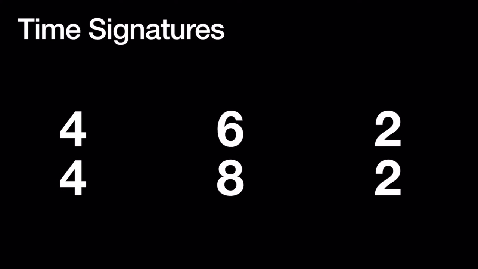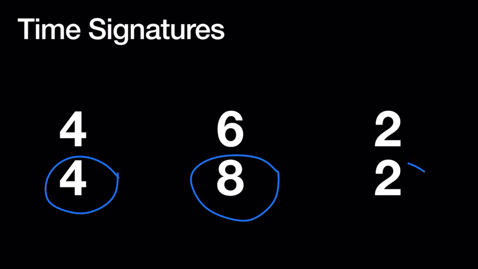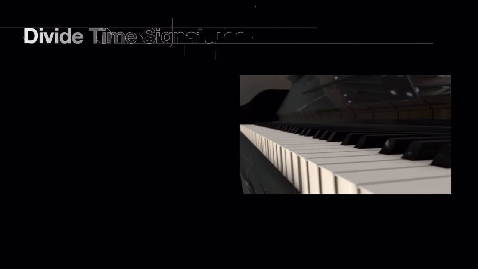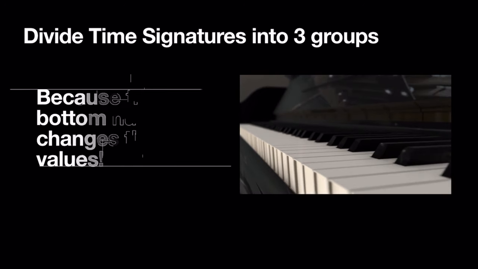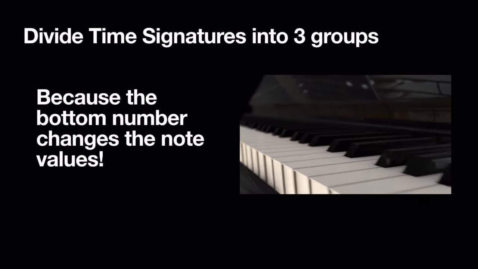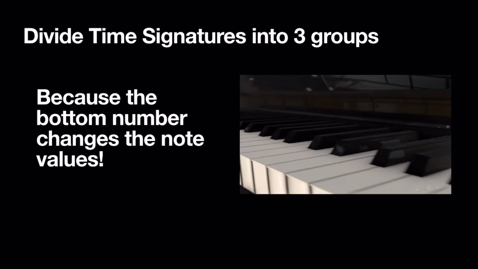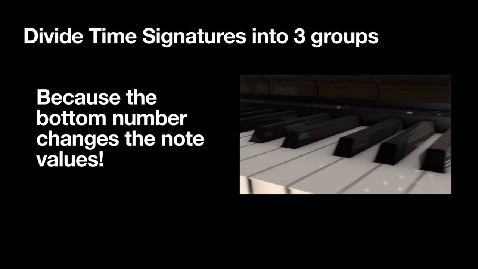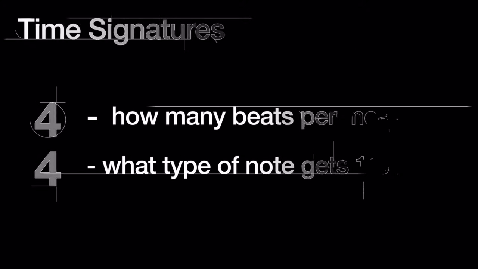Let's divide up the time signatures into three groups. Every time signature that has a 4 on the bottom, an 8 on the bottom, and then every time signature that has a 2 on the bottom. Each of these time signatures functions a little bit differently, and the note values with a 4 on the bottom are different from when there's an 8 on the bottom or a 2 on the bottom. So that is why we are dividing it into those sections.